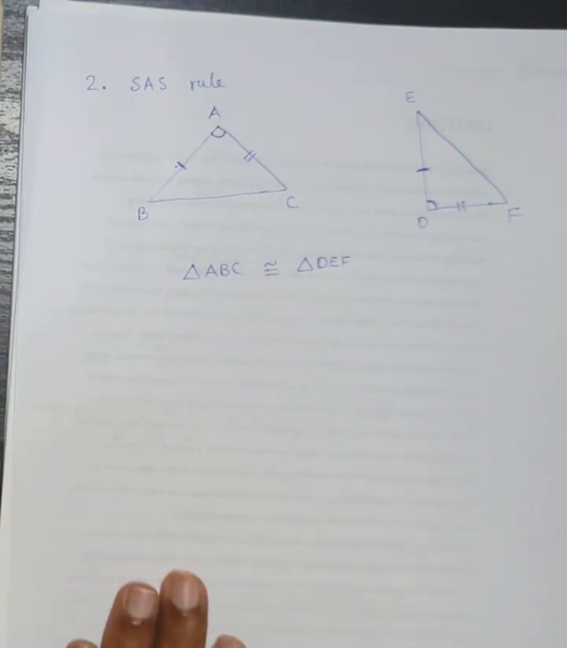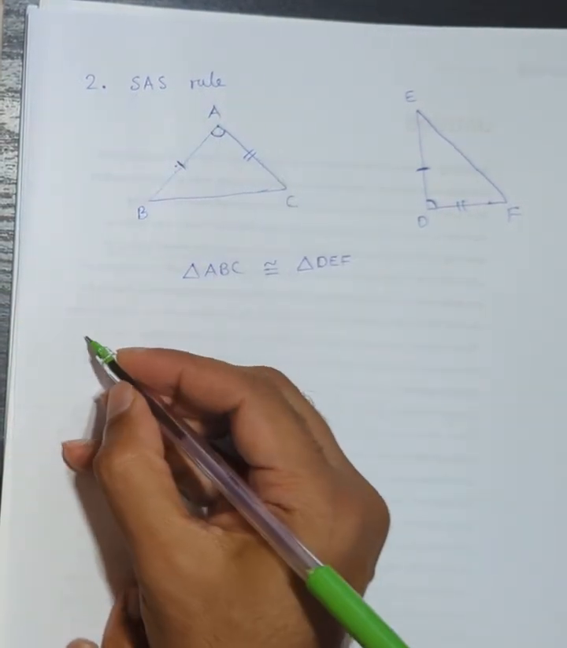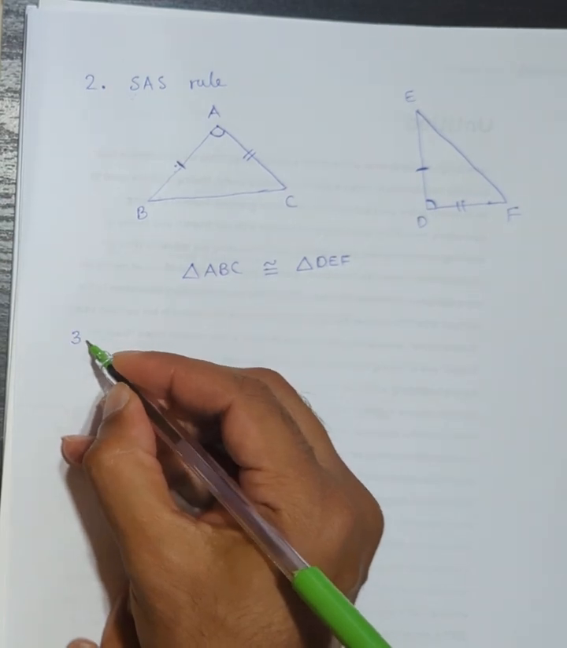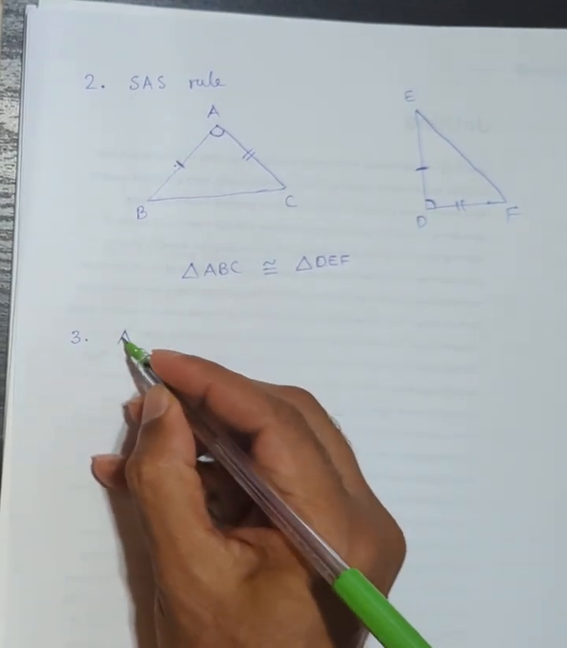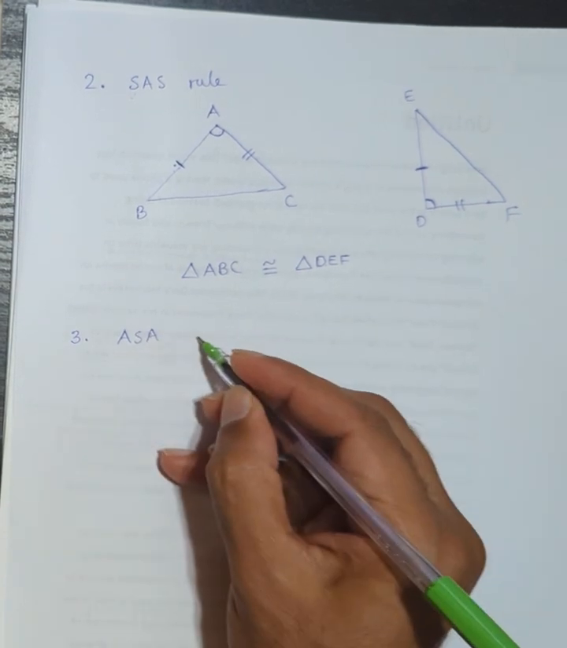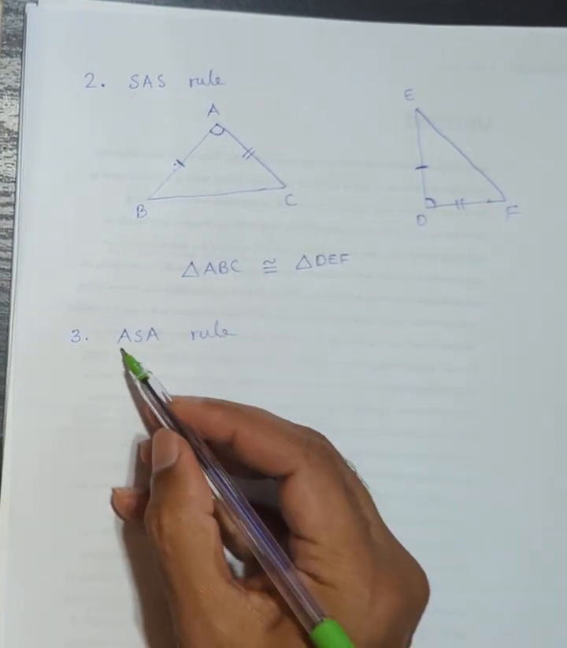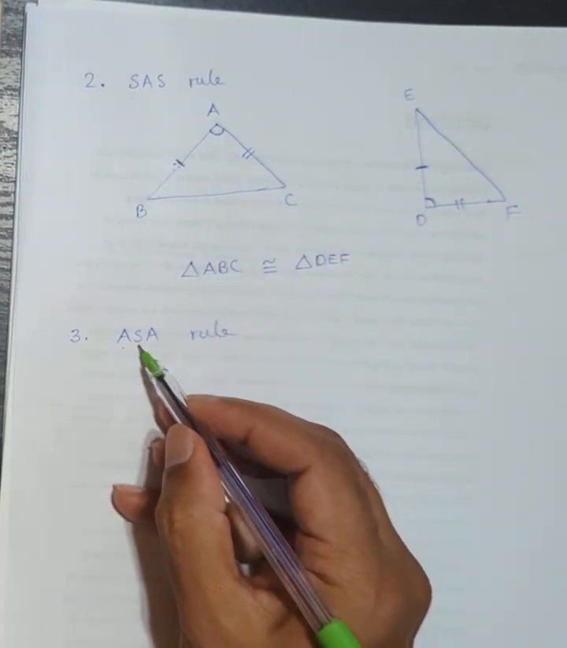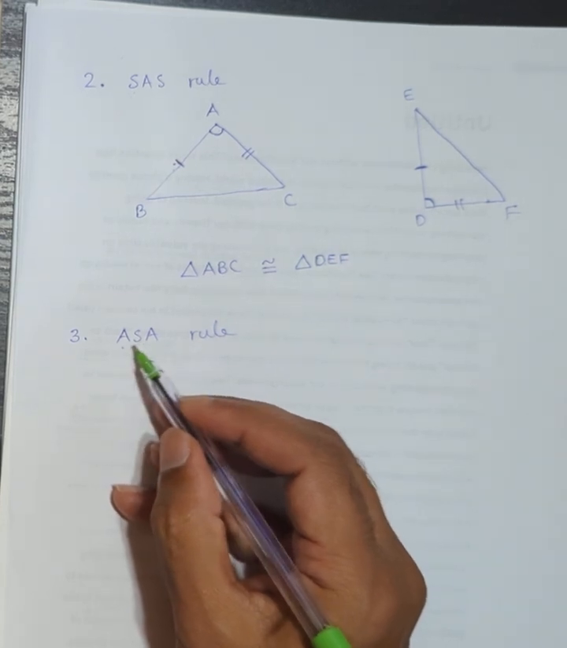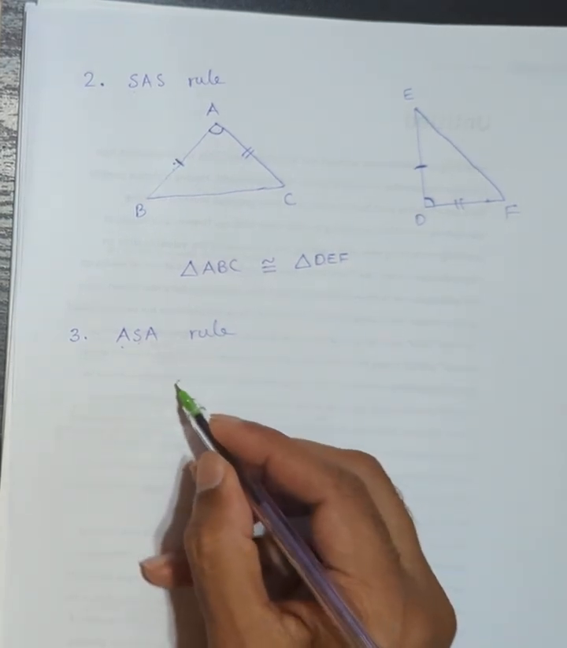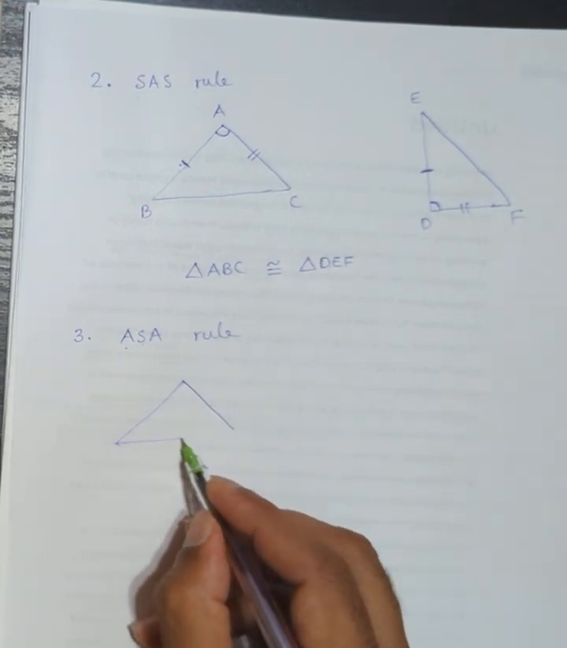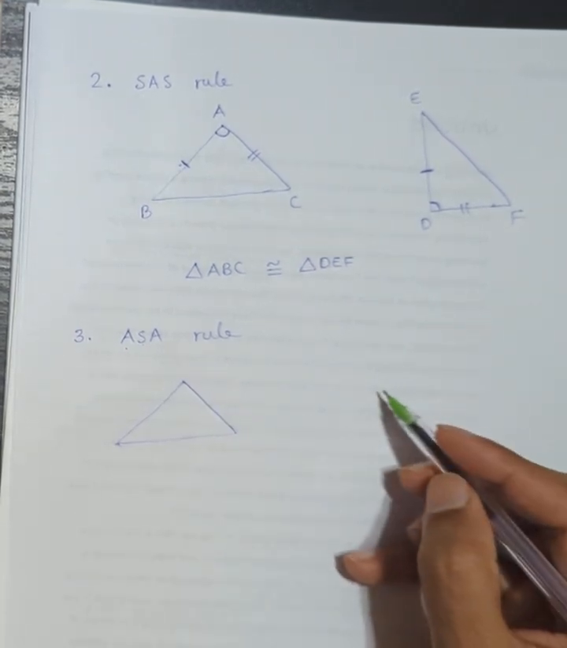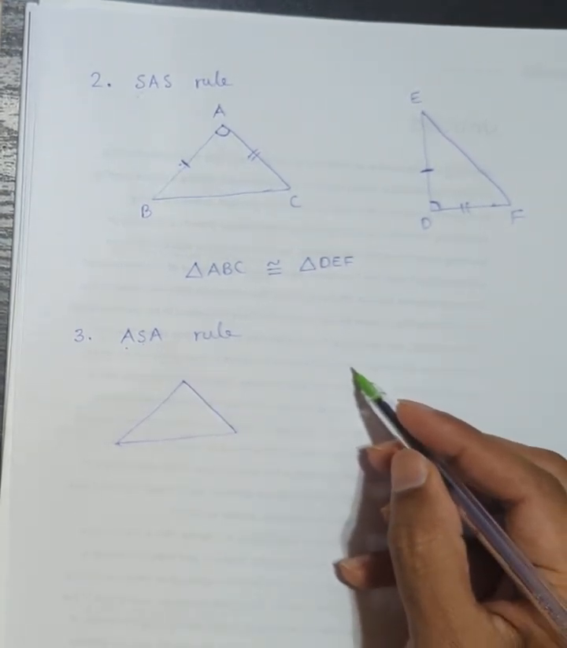So SSS and SAS. Then there is a third congruence rule. This is ASA. And what does ASA stand for? Angle, side, angle. So this time I want to put side in between two angles. So let's go ahead and draw two triangles.